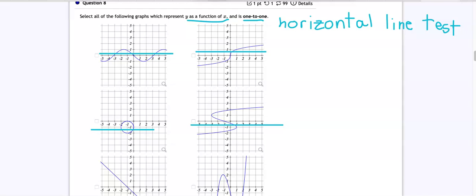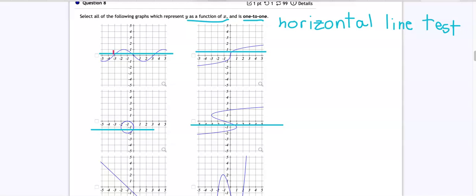We can see whether or not we have one-to-one, and then we also are going to want to check whether we have a function or not too, because that is part of it. So let's start with the one-to-one part, the horizontal line test. Right here we do in fact have a function that passes the vertical line test.